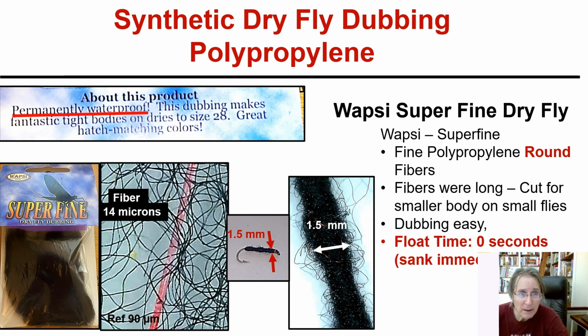The fibers are very small, but they do not make a very small body around the fly, and that's because the fibers are fairly long. They need to be cut shorter to make a finer body, especially if you're going to go down to a size 22 as they advertise here. You can get it in lots of colors, and it is very popular, but you need to understand it doesn't float very well.